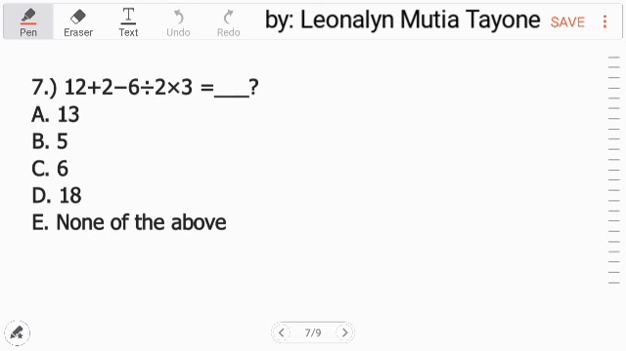Question number 7. Ang mga operations na andito ay addition, subtraction, division, at saka multiplication. So, kailangan nating isolve ito by using order of operations para maging tama yung sagot natin. Yung iba ay sasagot ng 13. Mali yan siya. Bakit 13 ang sagot nila? Kasi inuna nila yung multiplication bago yung division. Inauna yung division dito. Tapos, tsaka sila nag-add at nag-deduct.